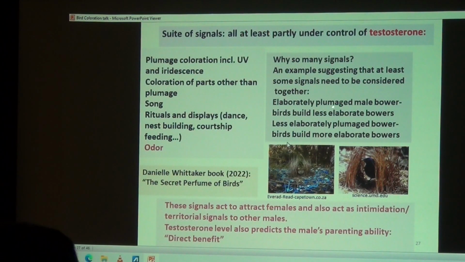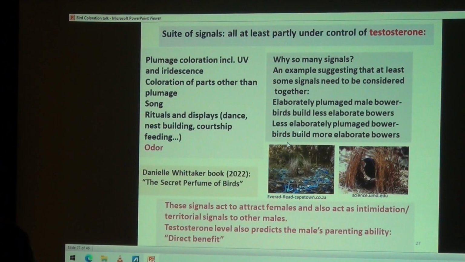Elaborately plumaged male bowerbirds build less elaborate bowers, and this might be a less elaborate bower. A bower is a structure made on the ground with twigs and so on, and often the bowerbird, the male, will decorate this bower with pretty colors. It's been found that the birds with the elaborate plumage build less elaborate bowers, and the opposite is true. The less elaborately plumaged bowerbirds build more elaborate bowers.